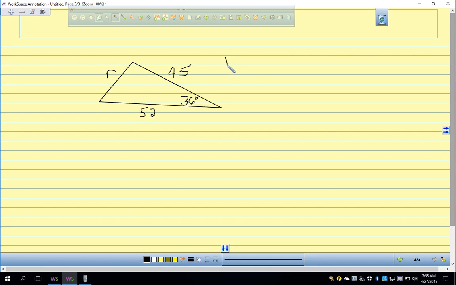So the side opposite the angle goes by itself, okay? So R squared, and the other two sides surrounding that angle go on this side. So you do 45 squared, and it doesn't matter which one you call A and which one you call B. All you have to know is that these two sides go on this side and that goes on that side. So 2 times 52 times 45 times the cosine of 36.